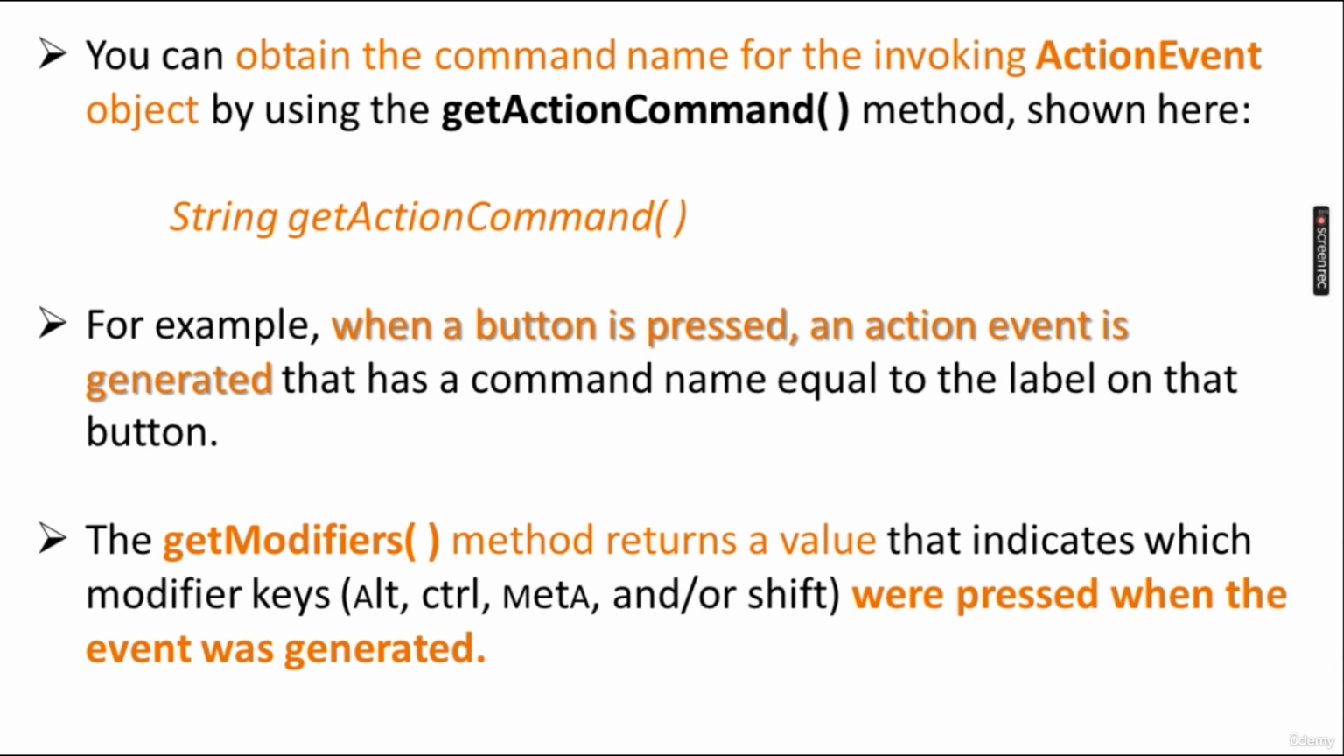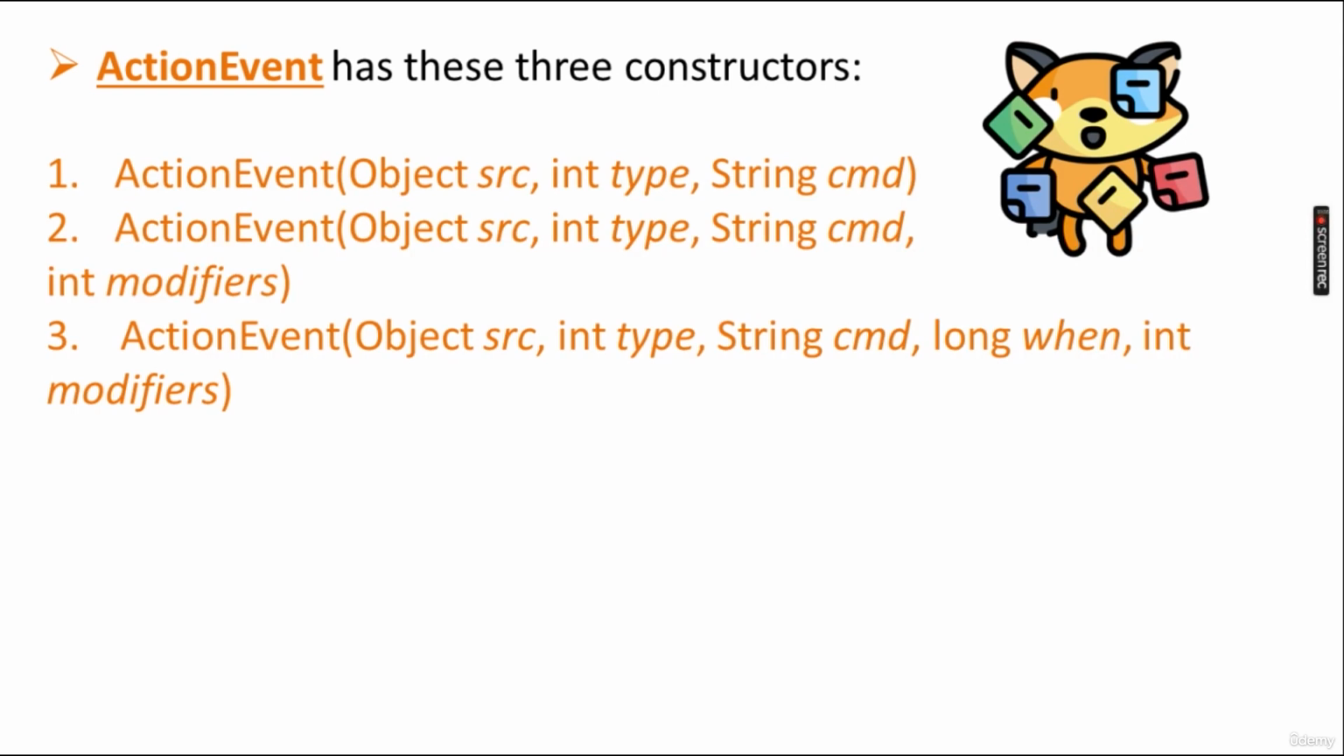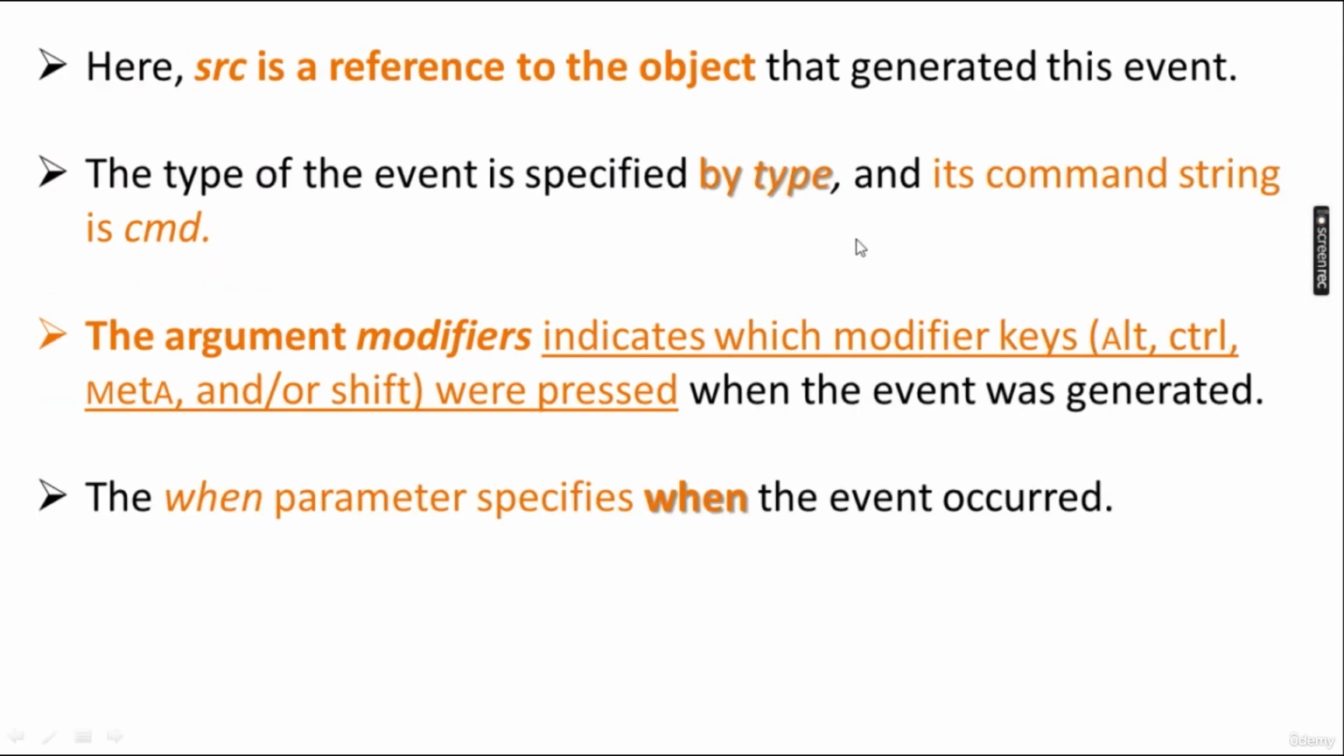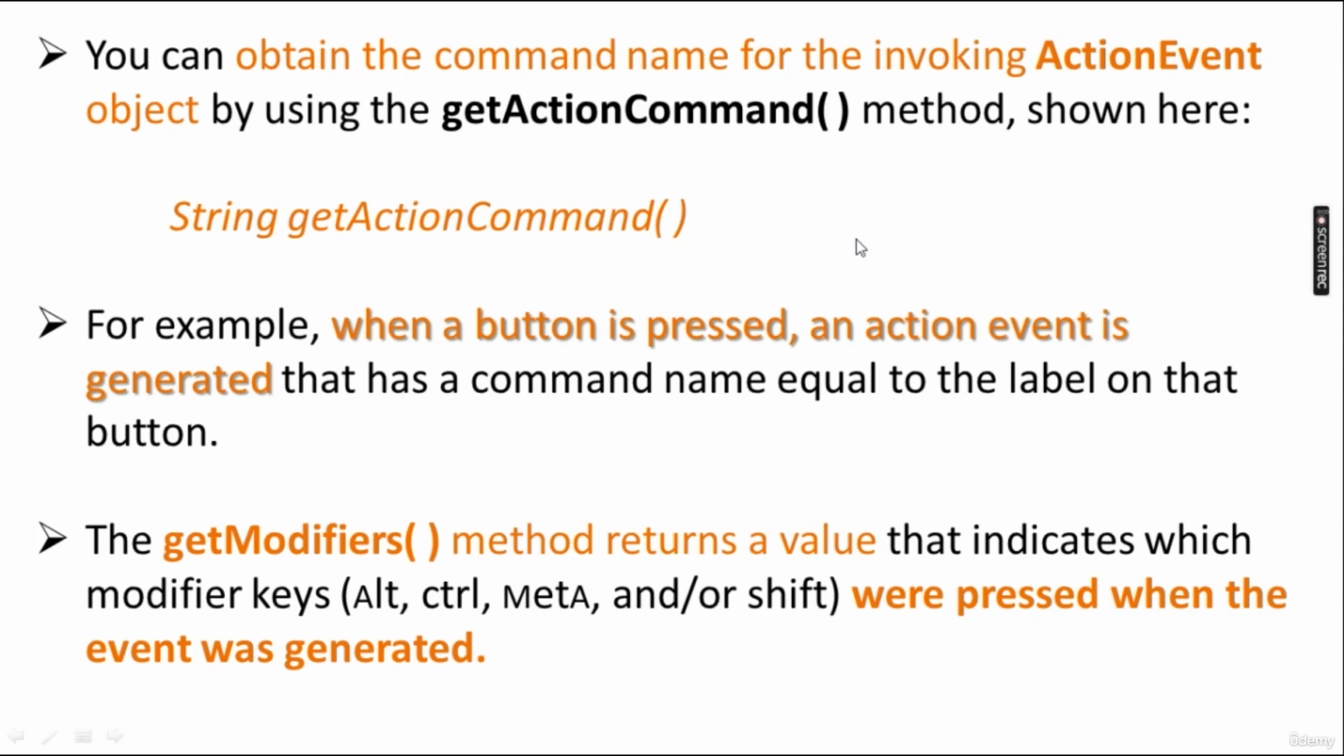You can obtain the command name for the invoking ActionEvent object by using the getActionCommand method. It will return you the string representation of the command, and that command is given over here. When a button is pressed, an action event is generated that has a command name equal to the label on that button. Okay, so that button can be, for example, OK. So it will return you the OK, and you will understand the OK button was pressed.